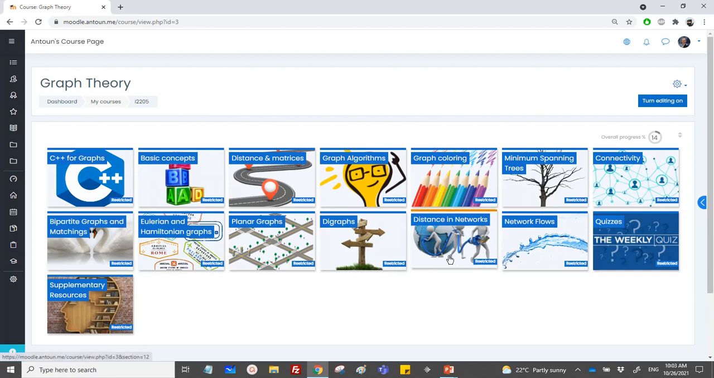For distance in networks, we'll cover two parts. First, the single source shortest path in unweighted graphs, and then in weighted graphs using Dijkstra's algorithm, and for graphs with negative cycles using the Bellman-Ford algorithm. And then we will cover the all pairs shortest path. So we'll have two solutions: the first is based on Floyd-Warshall's, and the second on the transitive closure using Warshall's algorithm.